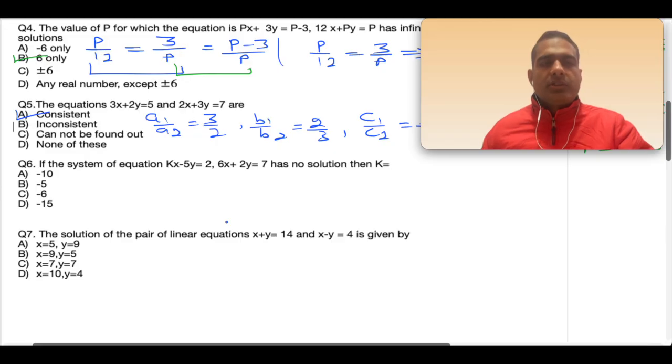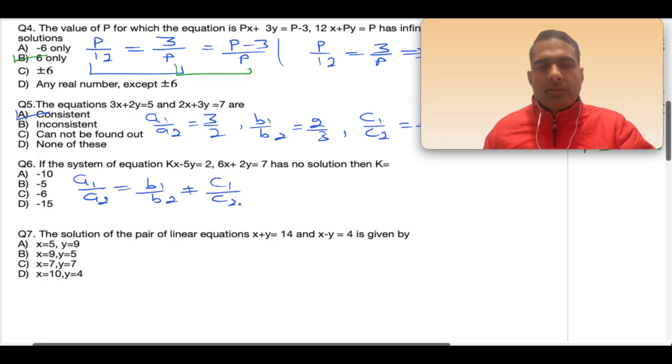Now moving to the sixth question, if the system of equation has no solution, then k is equal to. So the system of equation has no solution. So the condition for no solution of a pair of linear equation is a1 by a2 is equal to b1 by b2 is not equal to c1 by c2.